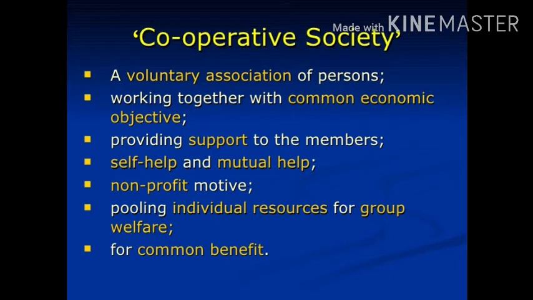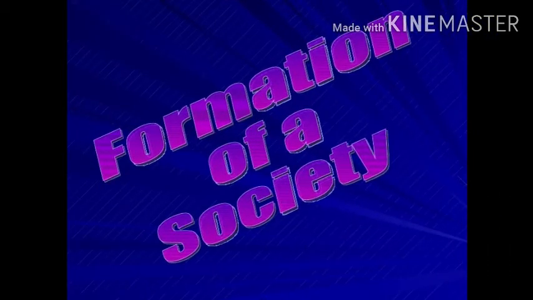Next I move on to the meaning of cooperative society. It is a voluntary association of persons working together with common economic objective, providing support to other members, self-help and mutual help, non-profit motive. So basically the cooperative societies are formed with non-profit motive. Pooling individual resources for group welfare. That means whatever an individual is having as resource, it is streamlined for the group welfare and for the common benefit.